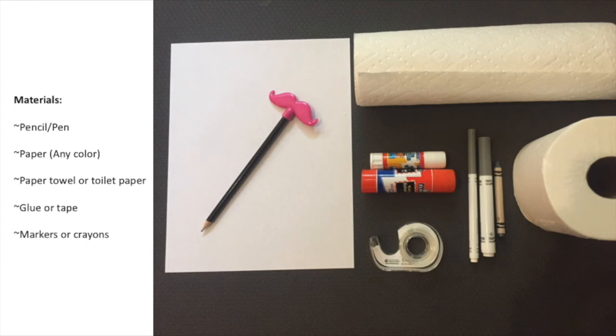Then you're going to need a way to stick your cloud to the paper, and for that I would recommend stick glue. But you can also use liquid glue or tape. Lastly, if you want to add some color to your cloud, such as our nimbus cloud, which will be gray, or you're wanting to make some sunset color clouds, please have some markers or crayons on hand. So with that laid out for us, let us go ahead and get started.